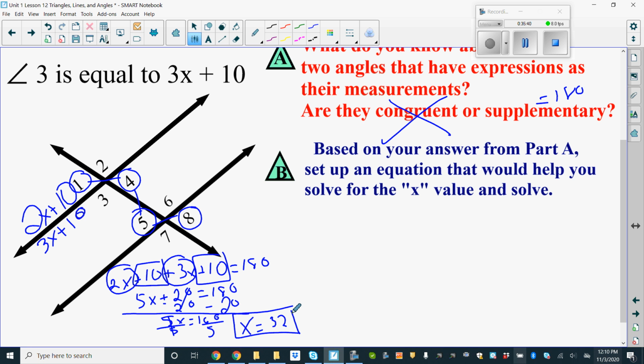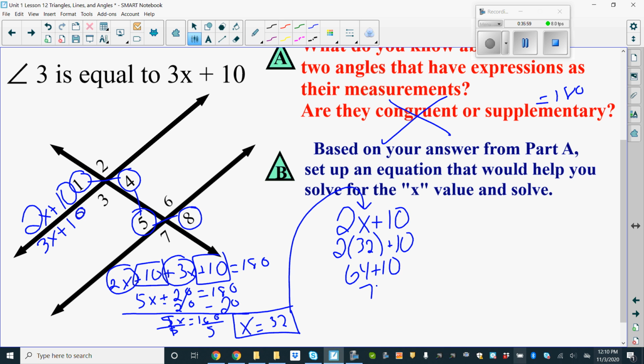So now we have to go in and solve for each angle. So we write one expression, 2x plus 10. Take 2, replace the x with 32, add 10. So 2 times 32 is 64, plus 10 is 74. So this angle is 74 degrees.